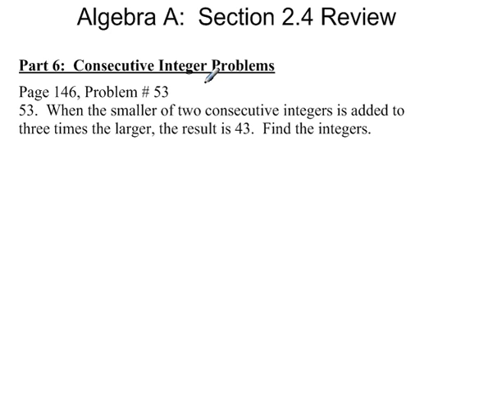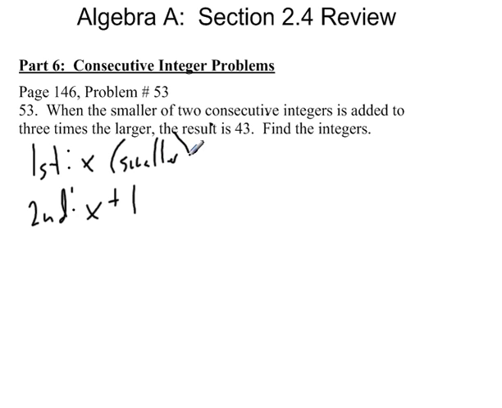And your last section 2.4 review problem is another consecutive integer problem. Page 146, problem 53, says when the smaller of two consecutive integers is added to 3 times the larger, the result is 43. So again, I'm dealing with two consecutive integers, not even or odd, just two consecutive integers. So the first one is x. The second one, I'm still going to have a skip of 1, is going to be x plus 1. Which one is smaller? Well, obviously x is going to be the smaller one, because x plus 1 is going to be bigger than whatever x is.